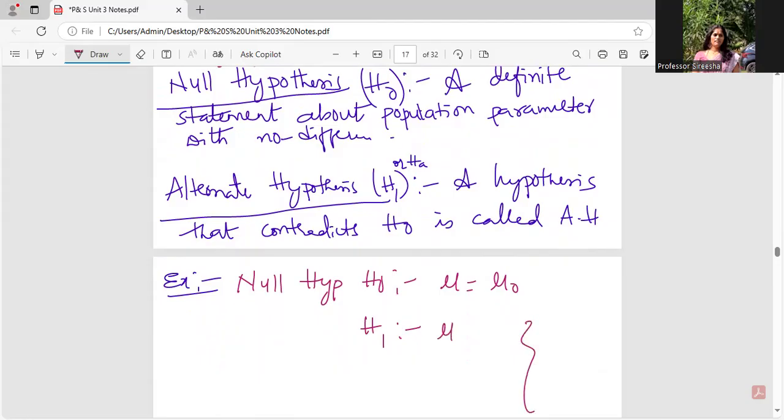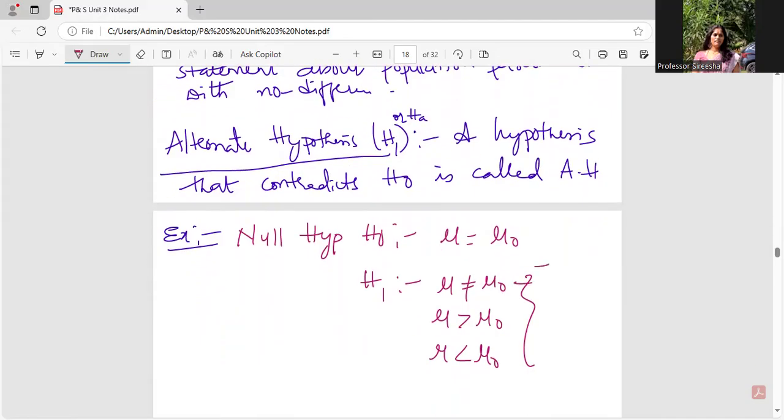Mu not equal to mu naught is one case. Mu greater than mu naught is the second case. Mu less than mu naught is the third case. Depending on these cases, there are tests. There's something called a two-tailed test, a right-tailed test, and a left-tailed test.